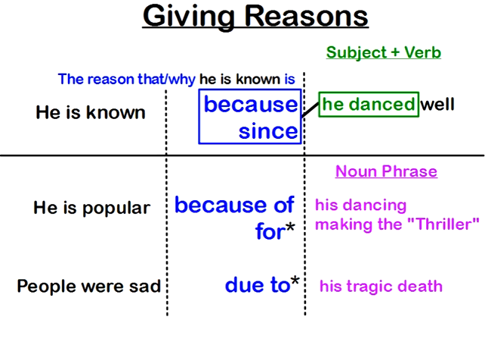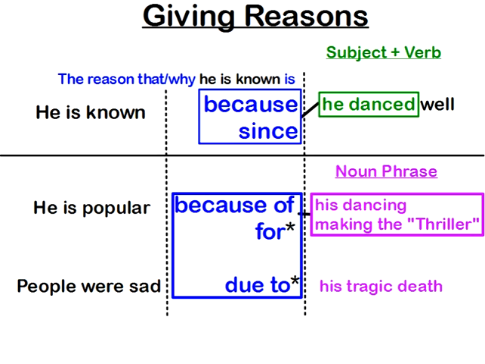If I use because of, for, and due to, all of those have something in common. All of those use a noun phrase, right? So for example, he's popular because of his dancing. Or he is popular for making the thriller. Again, I can use for specifically in this example because I'm saying he's popular for making the thriller, okay? So remember with for, it's really important that you have some type of expression that says that people know him, okay?